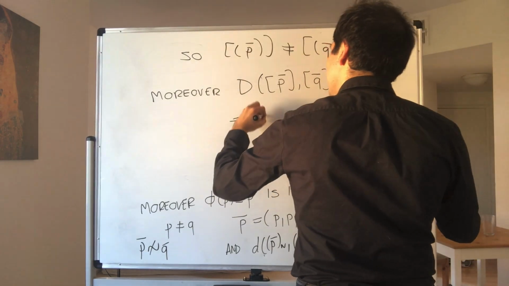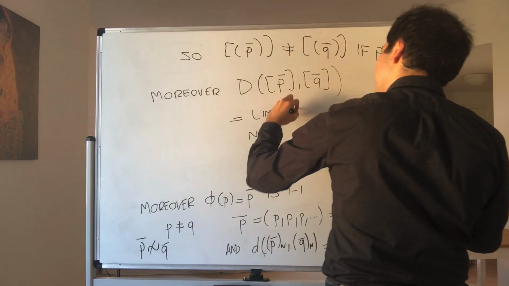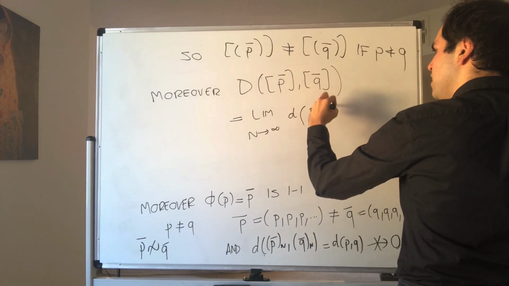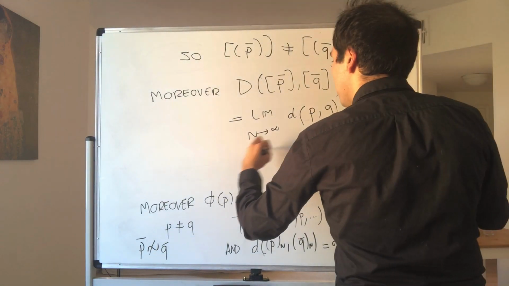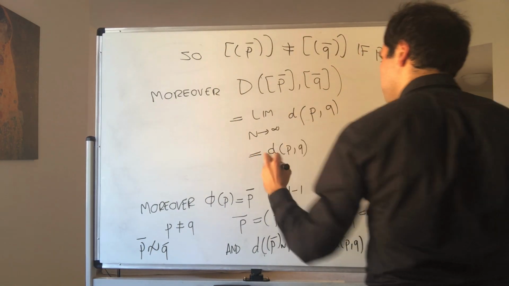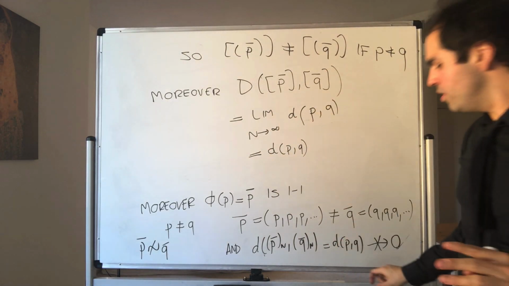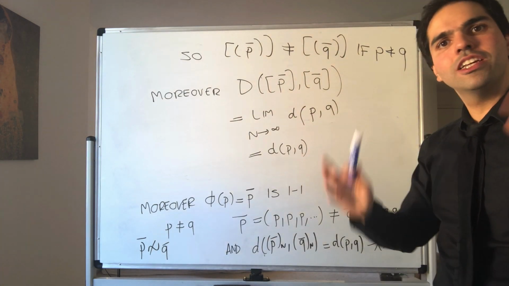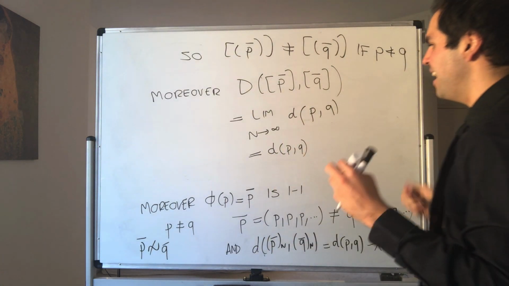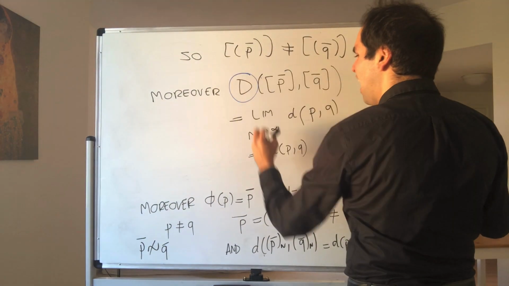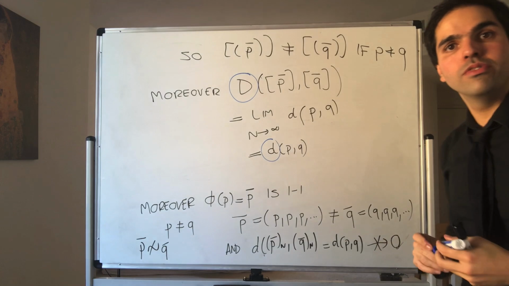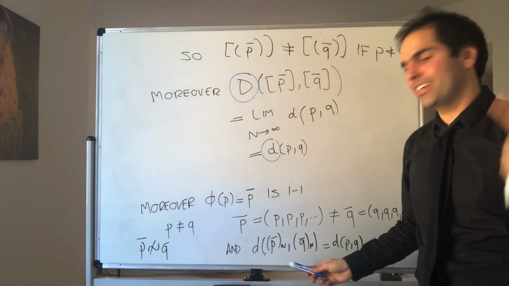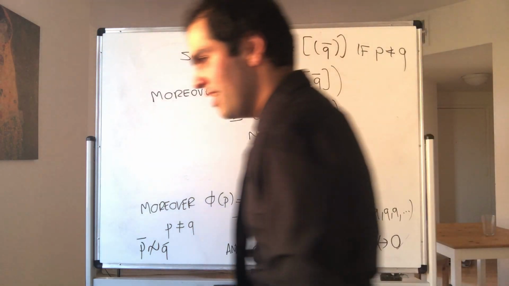Well, by definition, that's the limit as n goes to infinity of the distance of the nth term of here, which is p, and the nth term here, which is q, and that just gives you d(p, q). So we have a very natural association between elements of S and classes in S prime, in a way that the distance is preserved. It's called an isometric embedding, if you want to know the technical term.